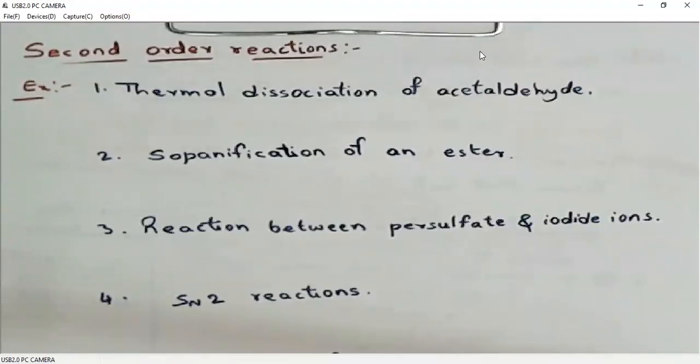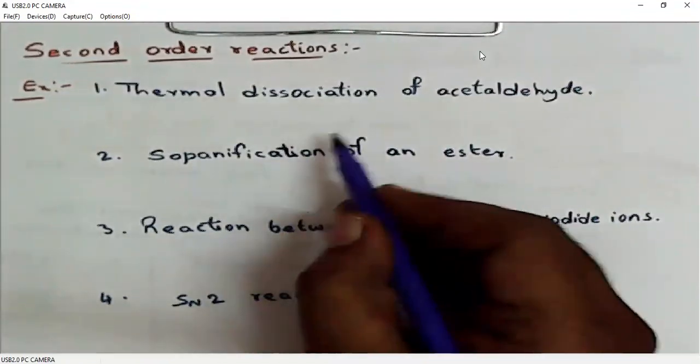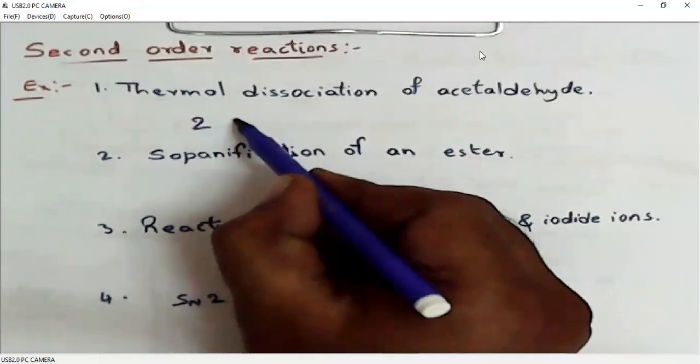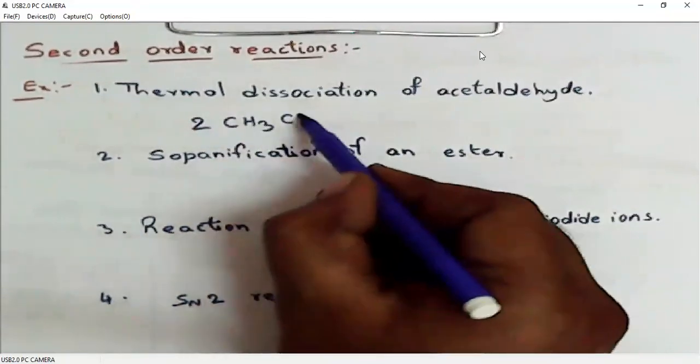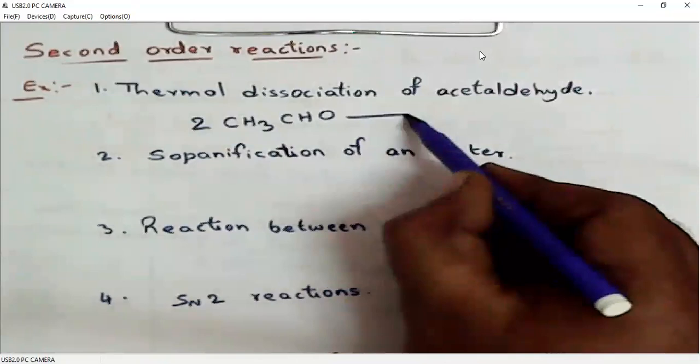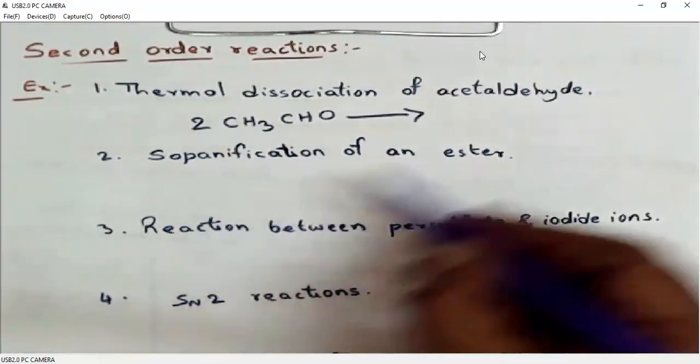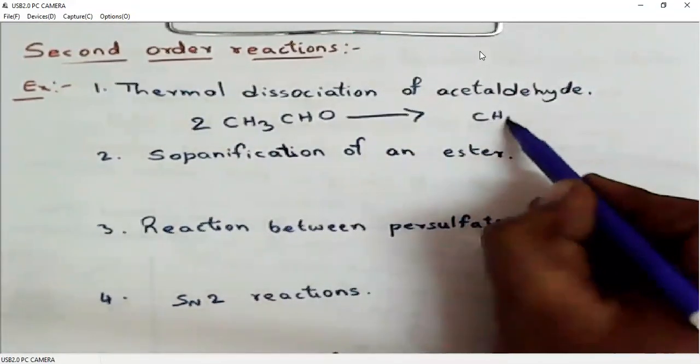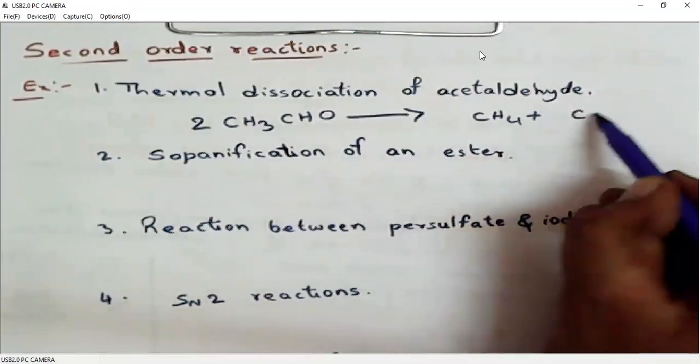Now we will derive the integrated rate expression for a second order reaction. So first we will see some examples for second order reaction, then we will go for the derivation. Right. Thermal dissociation of acetaldehyde is an example for second order reaction. What is acetaldehyde? CH3CHO is acetaldehyde. When it undergoes decomposition, it decomposes into methane plus carbon monoxide.